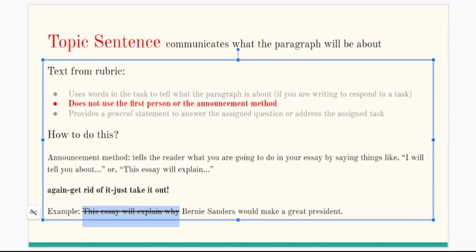And that's it. That's the only thing you need to know for not using the first person or the announcement method in your topic sentences. So we have now talked about the first 2 bullets from the rubric. We've talked about, in the first video, how you use words in the task to tell what the paragraph is about if you're writing to respond to a task. And then in this video, we talked about how to avoid using the first person or the announcement method. We're almost there. We just have one more to go, and that will be in the next video.